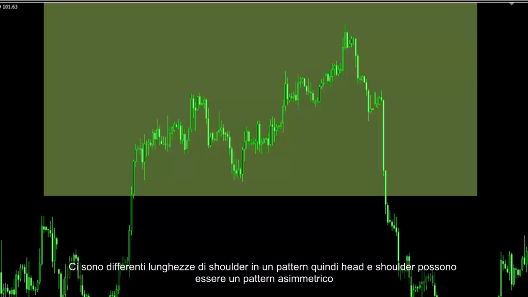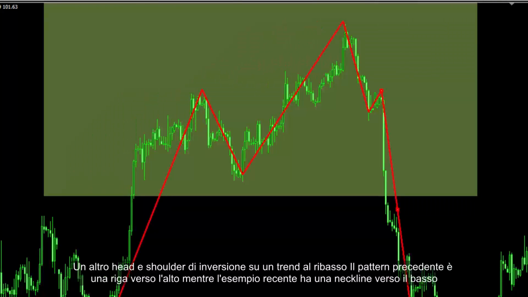Thus, head and shoulder can be an asymmetric pattern, another reversal head and shoulder on a downtrend. The previous pattern is an upward line, while the recent examples have a downward neckline.